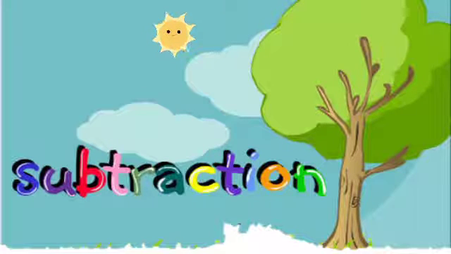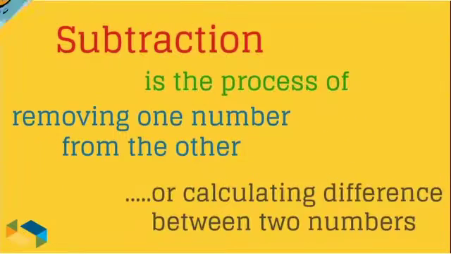I know you already know how to subtract two numbers, but in this video we are going to learn how to subtract 6 or 7 digit numbers, and also you will be able to solve word problems based on that. Children, subtraction is the process of removing one number from the other, or calculating the difference between two numbers. Quickly you will see this example.